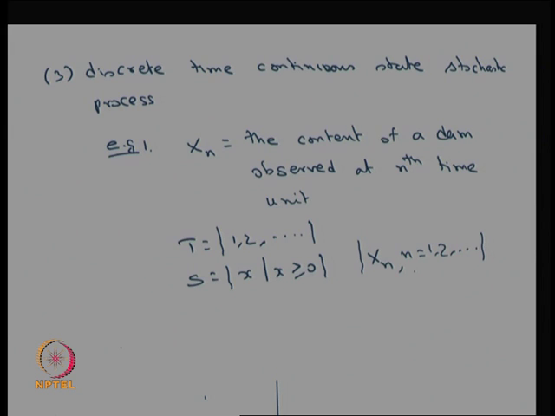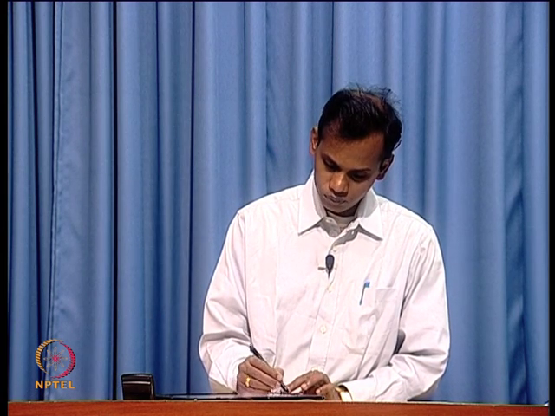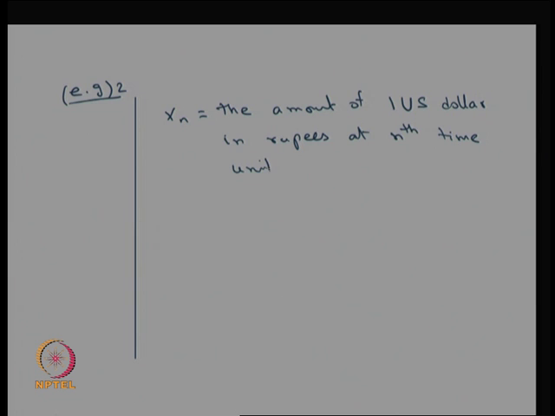Let me give one more example for the same type, that is example 2. X n is the amount of money, in rupees, at the nth time unit in a day.